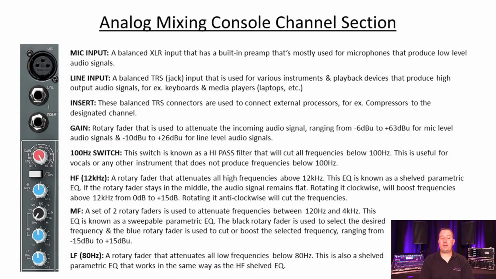Right, let's have a look at the analog mixing console's channel section. Right at the top, you'll find the mic input, and that's a balanced XLR input that has a built-in preamp that is mostly used for microphones that produce low-level audio signals. The line input below it is a balanced TRS or jack input that is used for various instruments and playback devices that produce high-output audio signals, for example, keyboards or media players.